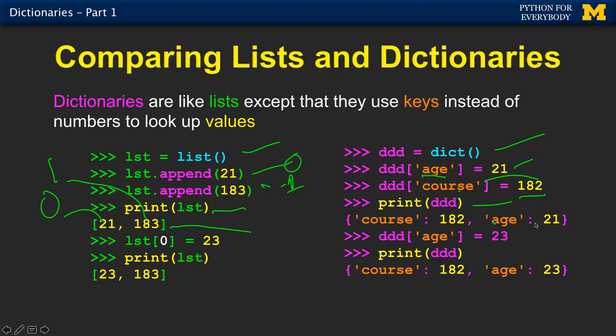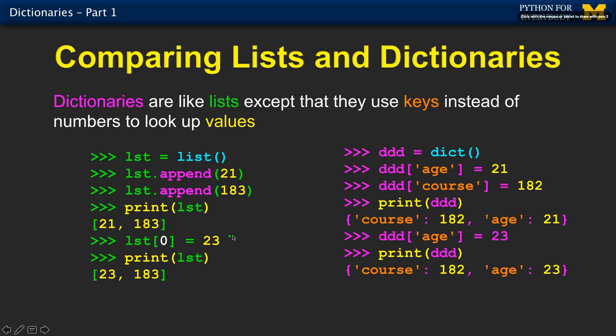And then if we print a dictionary, it shows us with curly braces to say this is a dictionary, not a list. And it uses this key colon value. And order, again, isn't the same. We put in age, then course, and we got out course, then age. Just don't expect the order of dictionaries to be a predictable thing.